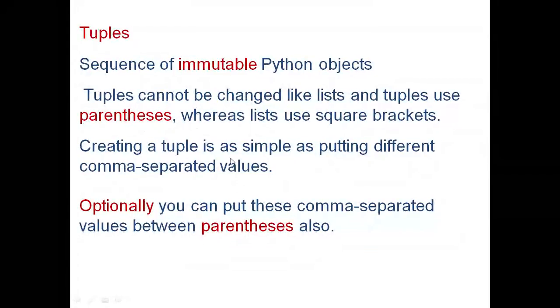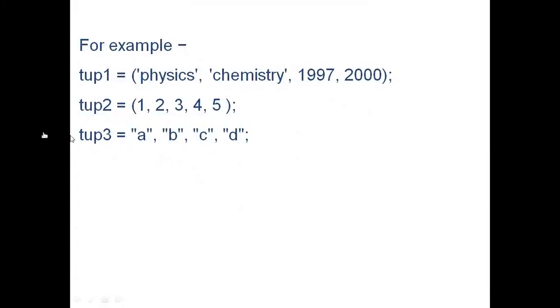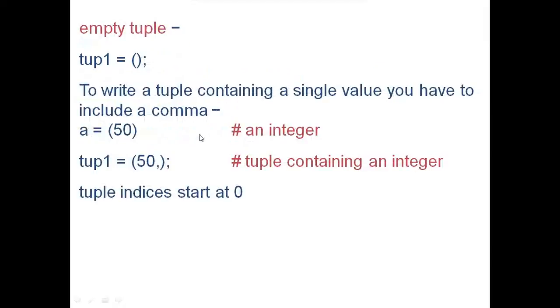Creating a tuple is as simple as putting different values separated by commas, and optionally you can use parentheses also. That is, you can have a number of values just separated by commas. This is also a tuple, and generally we put parentheses around it to make it clearer. But you can also just put it like this: a comma, b comma, c comma, d. Then it will form a tuple with 4 elements, right? These are the different tuples that are formed.